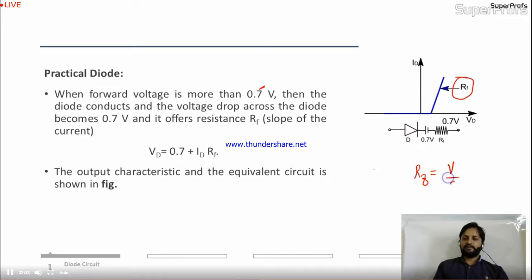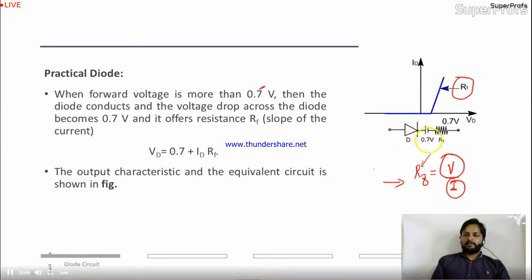Resistor has to offer, or any element will offer the resistance. Diode will also, right? So RF of the diode will be V by I. V is the applied voltage across it, and I is the current in the circuit, or current in the diode. Okay. So in this diagram, you can see this is the practical diode.